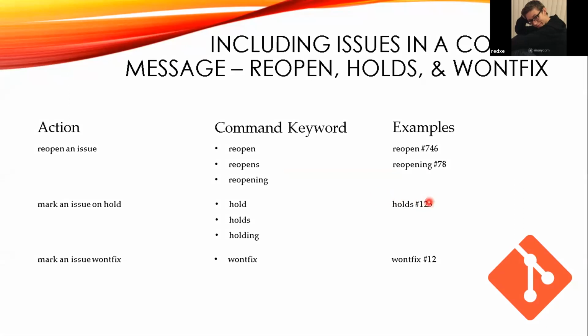And then won't fix essentially says that you've acknowledged that they posted an issue. However, you don't have any plans in the near future or at all to work on the issue for whatever reason. Maybe it was just somebody's personal preference and they didn't like something in the way that the UI was designed, and you just personally don't care. It's not something that's on your list of priorities. You have better things to do. You would use the won't fix keyword in your commit message.